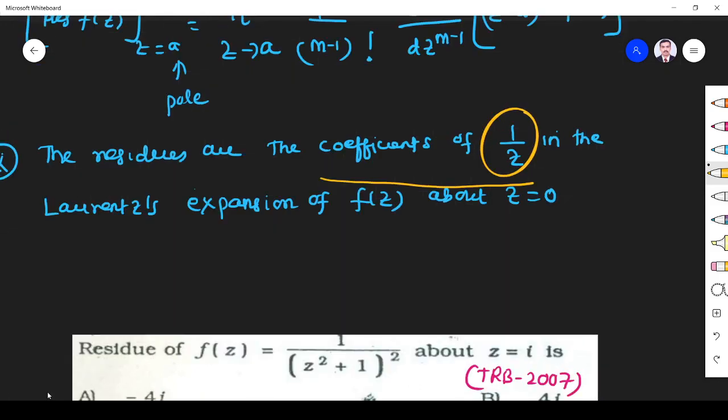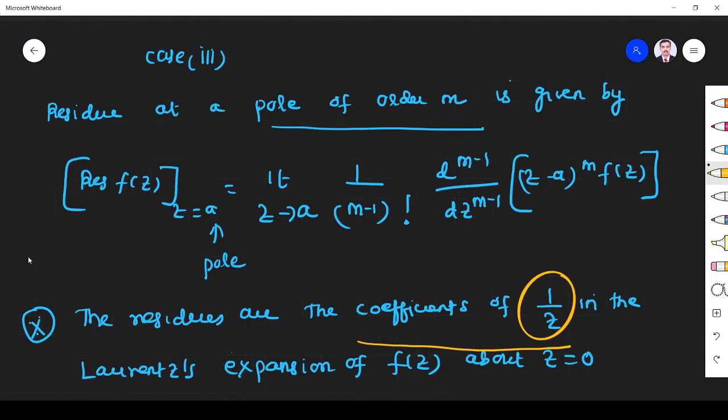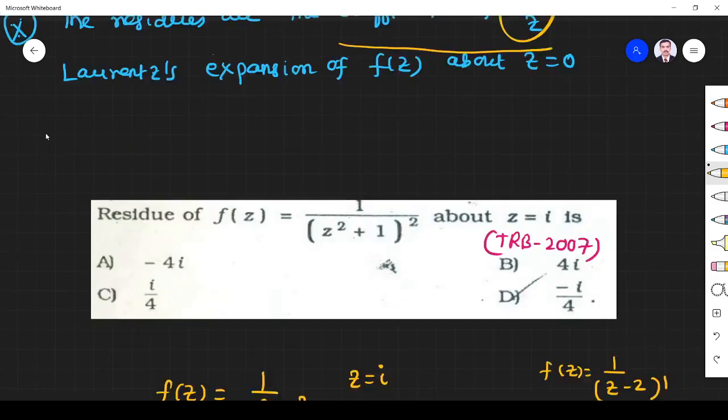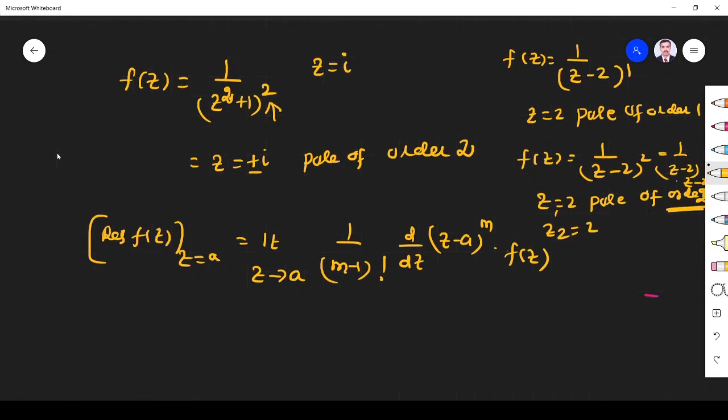So you see what the formula is: for a pole of order m, limit z tends to a, 1 by (m minus 1) factorial. Sorry, it is d power m minus 1 by dz power m minus 1; I forgot to write the differentiation. Here m is equal to 2 because it is a pole of order 2. m is the order of the pole.